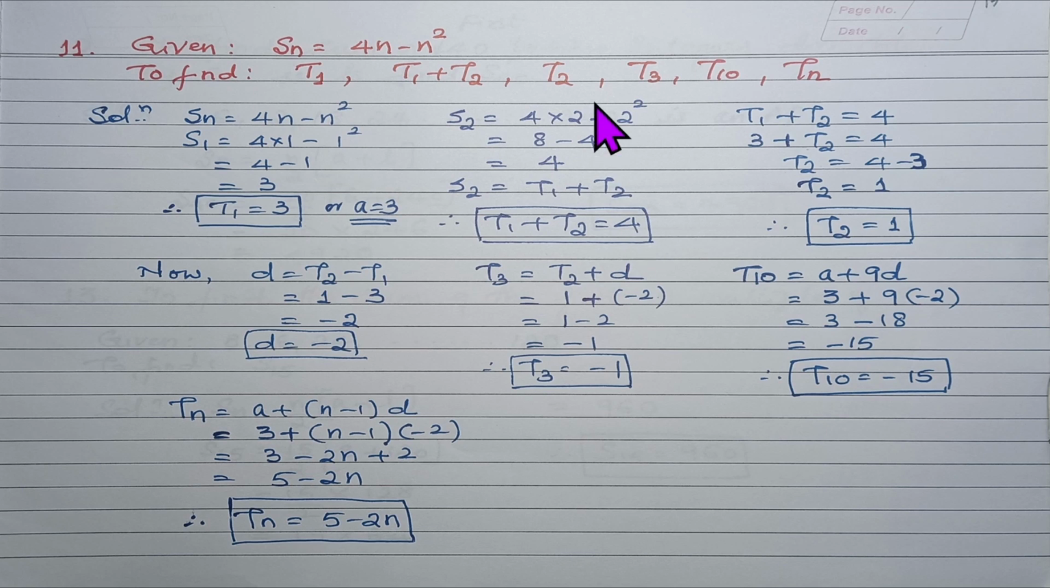Now coming to find T2 now. T1 plus T2 is equal to 4. We already know what is T1. T1 is 3 here. So put T1 is equal to 3 here. 3 plus T2 is equal to 4. T2 is equal to 4 minus 3, and T2 is equal to 1. So we got the value of T2.